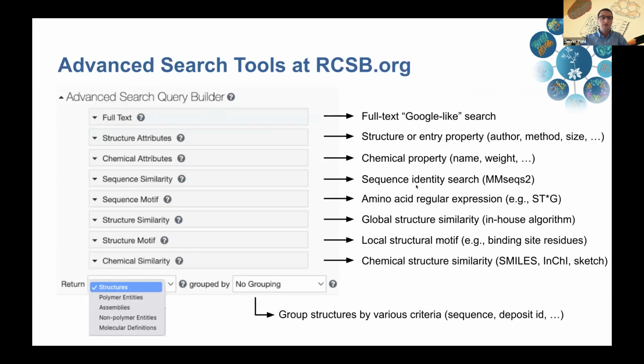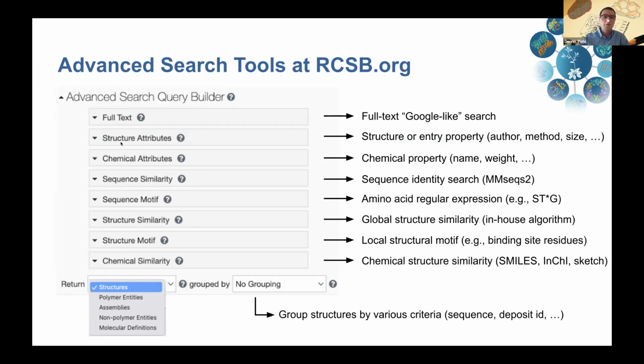So to give a brief overview of each of the advanced search services that we offer, the first is the full text search. So this is, again, that full text Google-like search that I described, where it looks for structures that contain the terms that you search for and ranks them in order of relevance based on how frequent those terms appear. For a more fine-tuned control of your search, though, you can use these other search services.